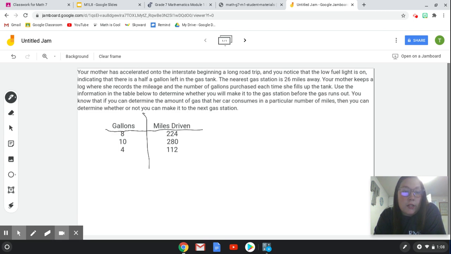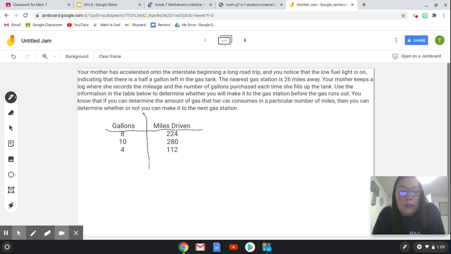The question reads, your mother has accelerated onto the interstate beginning a long road trip, and you notice that the low fuel light is on, indicating that there is a half a gallon left in the gas tank. The nearest gas station is 26 miles away. Your mother keeps a log where she records the mileage and the number of gallons purchased each time she fills up the tank. Use the information in the table below to determine whether you will make it to the gas station before the gas runs out. You know that if you can determine the amount of gas that the car consumes in a particular number of miles, then you can determine whether or not you can make it to the next gas station.